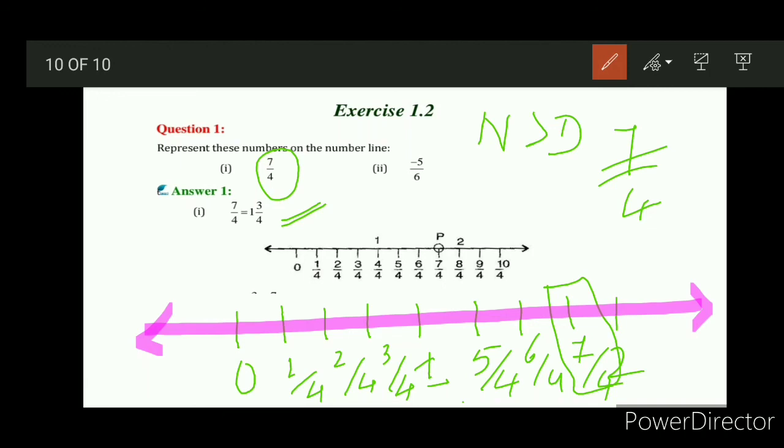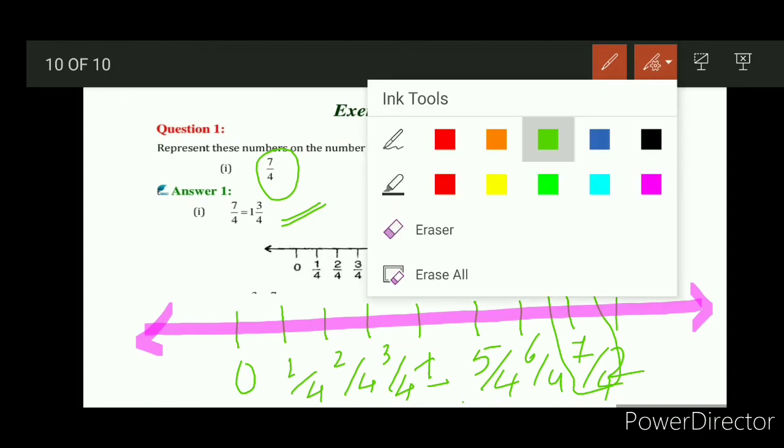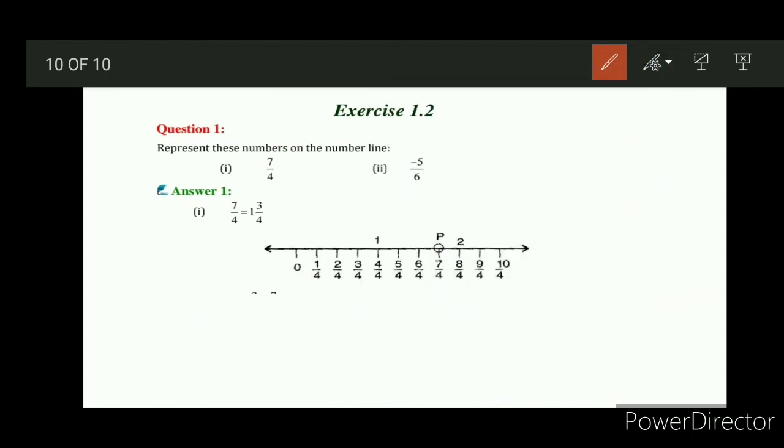Okay, copy down. I will rub all. Copy down this pic.